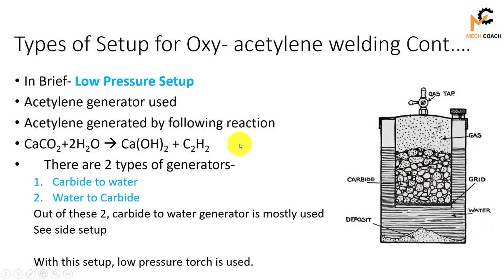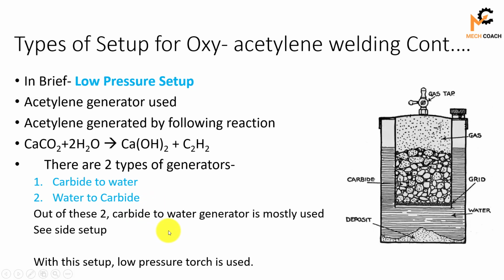The next setup is low pressure. In this setup, instead of storing gas at high pressure, the required acetylene gas is manufactured according to the requirement, and acetylene is generated as per the below reaction. There are two types of generators: one is carbide to water, and the second is water to carbide. Out of these two, the carbide to water generator is mostly used. See the side figure for your reference. The water to carbide generator can further be classified under high pressure, and carbide to water is a medium or low pressure setup.